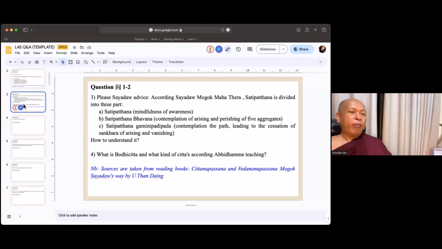If we say bodhi is enlightenment, it can be one of the right path and fruition knowledge. This is about enlightenment. Okay, another one.